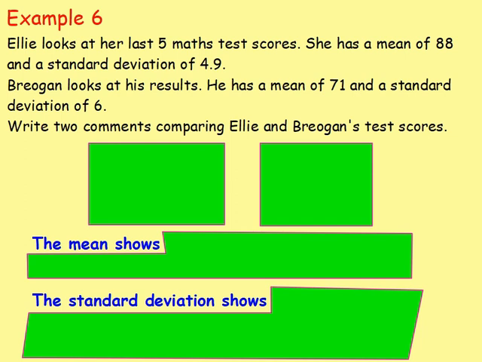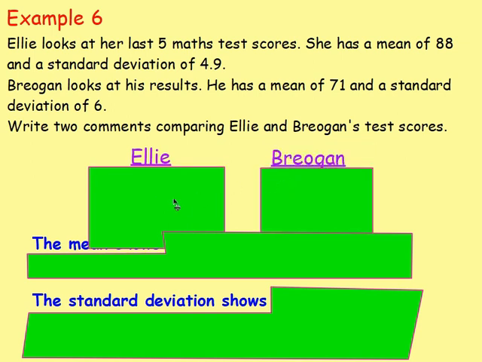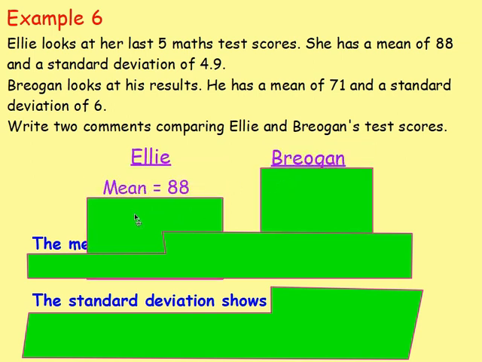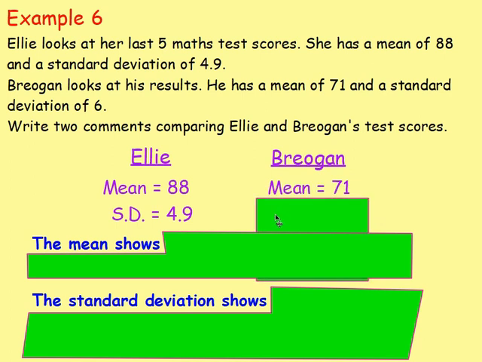So, before I begin this, normally I would pick out all the information. So we've got Ellie and we've got Brogan. Ellie's results, you can see she has a mean of 88 and a standard deviation of 4.9. With Brogan, it tells us there is a mean of 71 and a standard deviation of 6. So, we're looking for 2 comments to compare their test scores. You get this a lot in the exam. It asks you for 2 different comments. So really what it's asking you for is 1 comment for what the mean shows you and 1 comment for what the standard deviation shows.